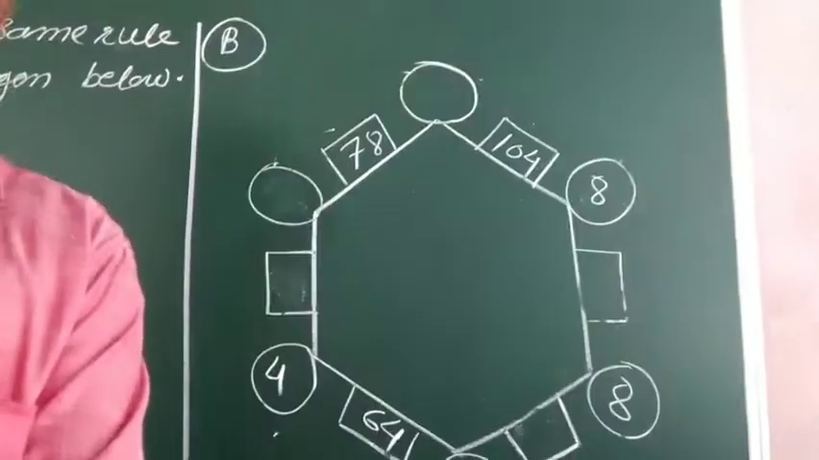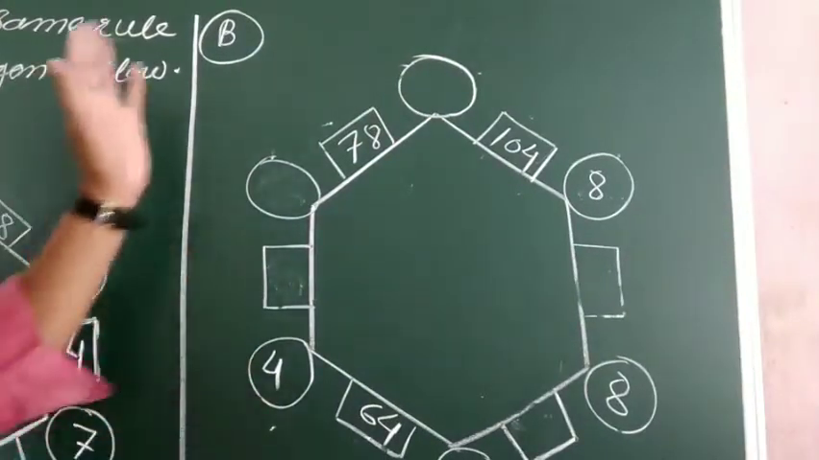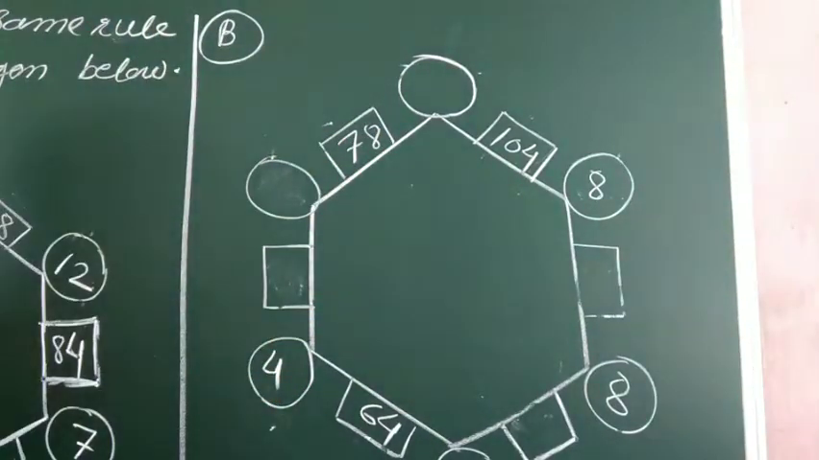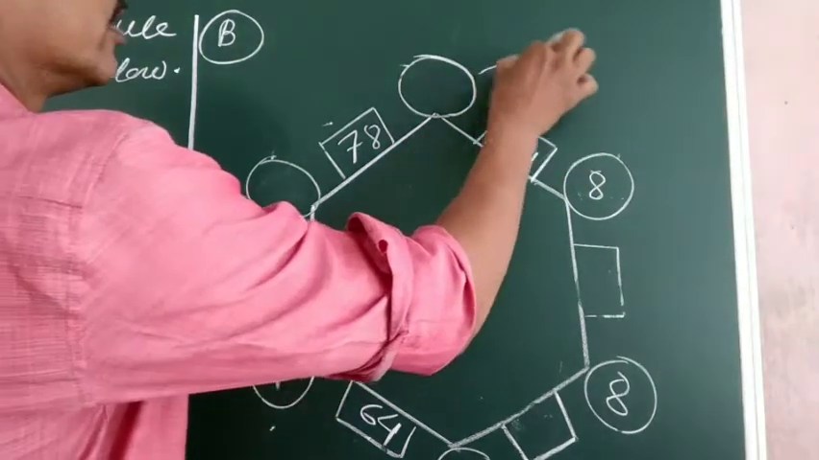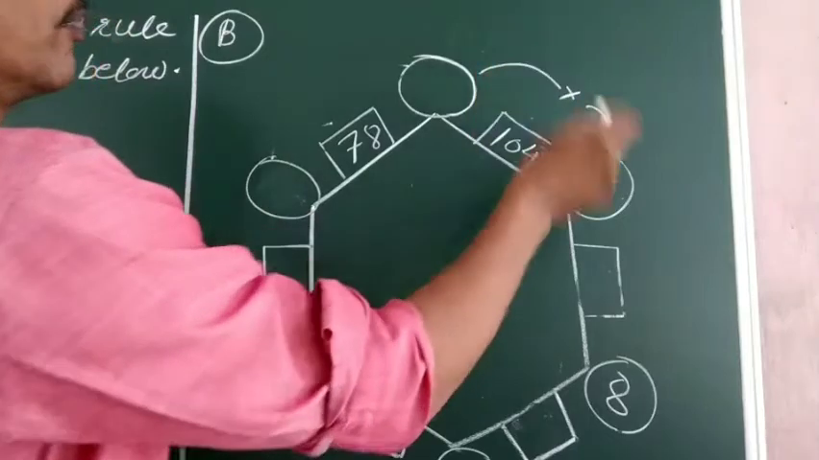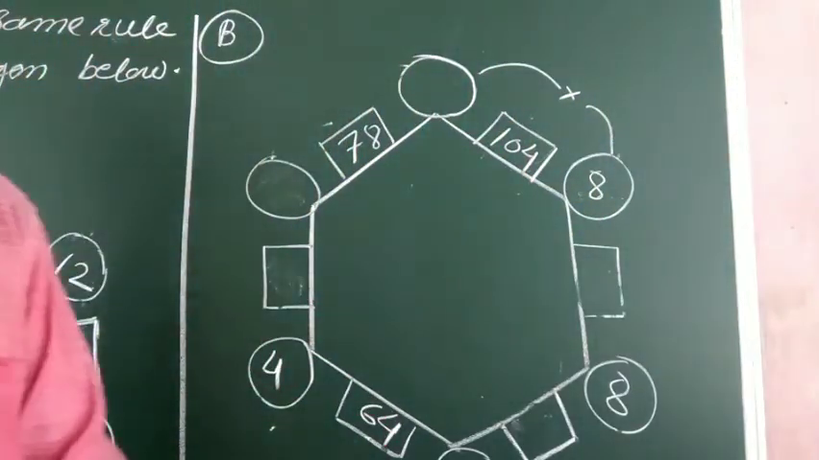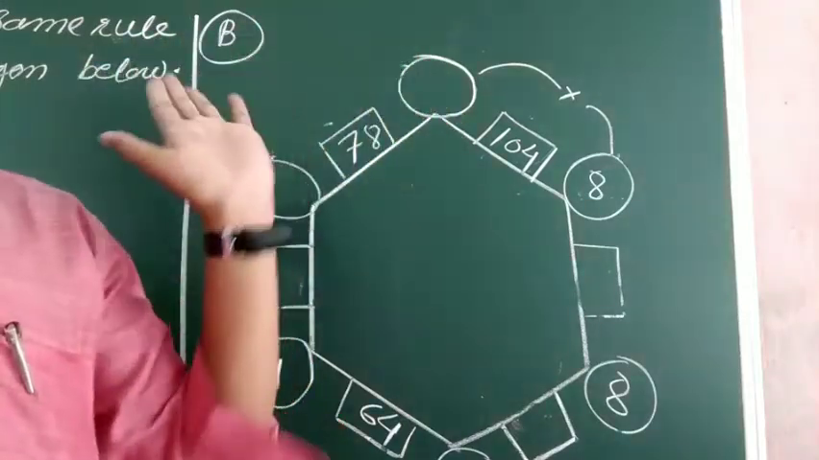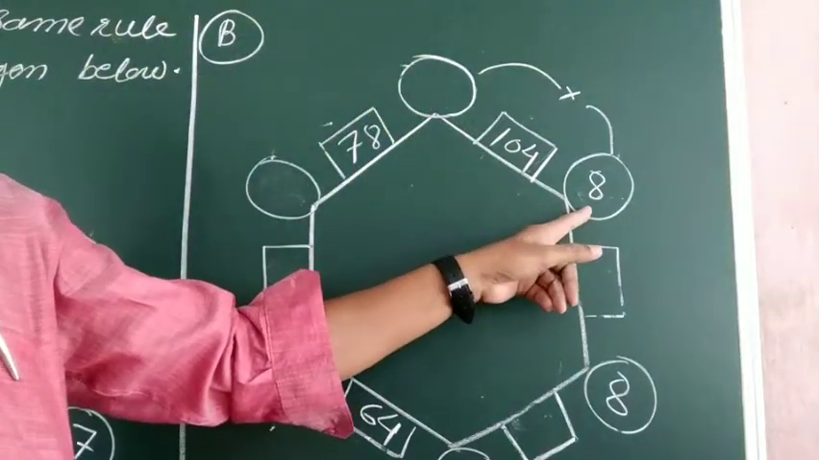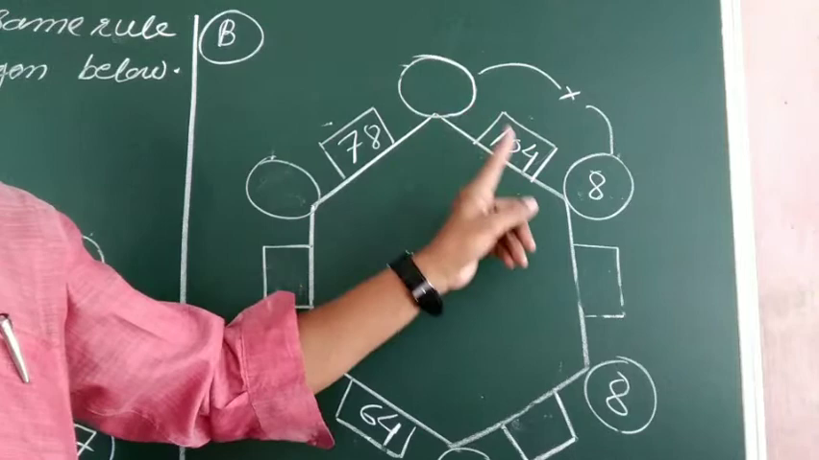Now this is number B. Again we have to fill this by using the same rule. So dear students, see now this number and this number, the multiplication of these two numbers is 104. But what is this number? We don't know. One number is 8, other number you don't know, but their product is 104.